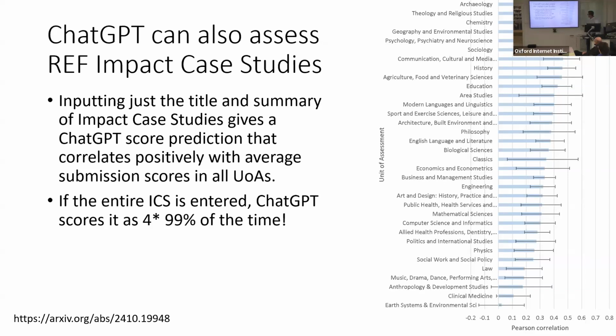And we found that the correlation between the ChatGPT score prediction and the departmental average score for the case studies was again positive for every unit of assessment. So it works for the impact case studies. So we can evaluate the quality of journal articles, and it can evaluate the quality of these impact case studies, which are again really, really hard to evaluate. There are journal articles written about how hard these are to assess. So it's a really tough job.